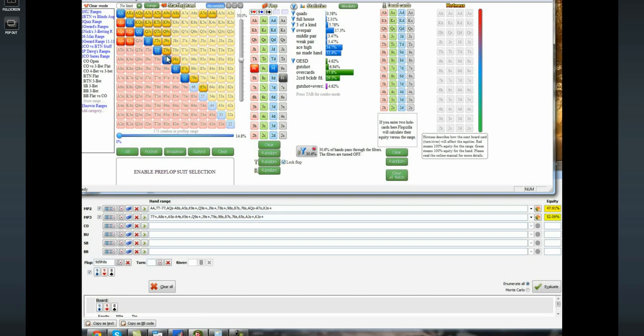Wait, why is that? What am I doing wrong here? There's 18 combos of trips in the 3-betting range, and there's 18 combos of trips in the 3-bet call. Oh, because the cutoff 3-bet calling range is reasonably tight. They both have the same trip hands, but the cutoff 3-bet calling range is actually tighter than the small blind 3-betting range. That wouldn't be the case in the other positions, right?